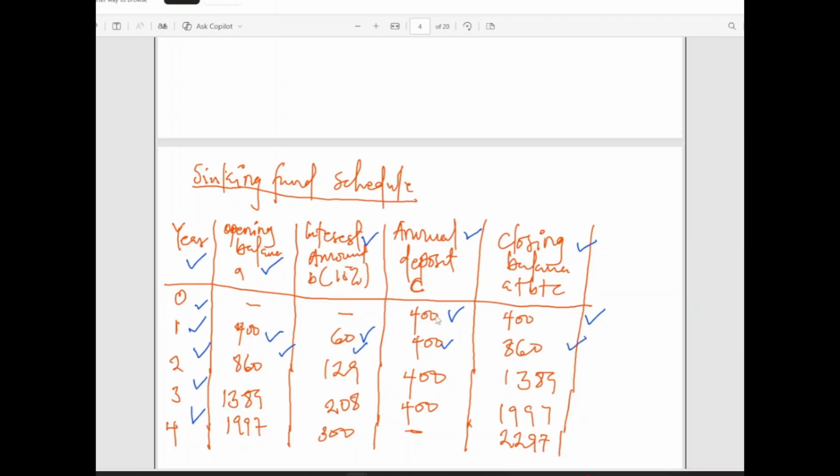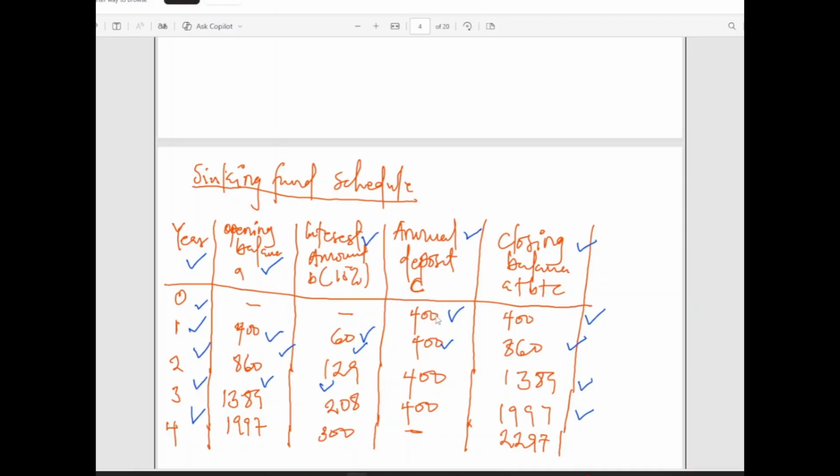So the same thing, the closing balance will now become the opening balance. You calculate your interest of 15% times the opening balance, which is 860. You now get 129. Then we are making a 400 periodic deposit, which at the end of the year, our closing balance will be 1389. So you do the same thing for year 4.